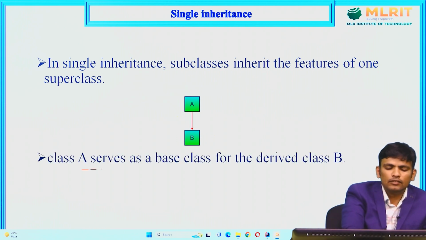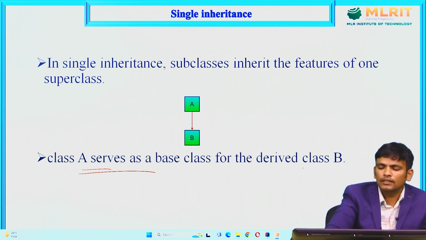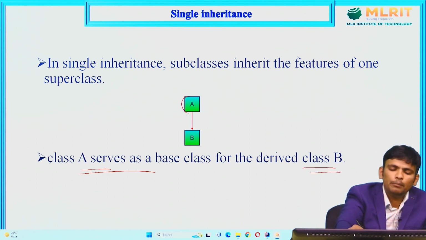So A serves as a base class and B serves as a derived class. As I mentioned, this one becomes the parent class and this one becomes the child class.